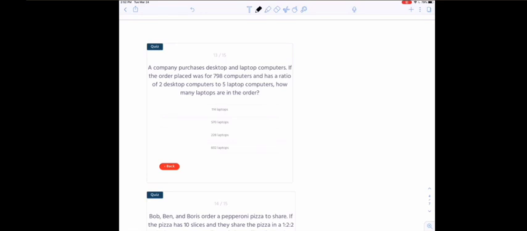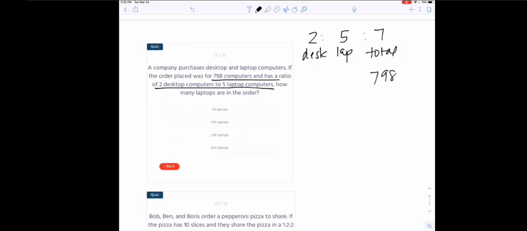If the order placed was for 798 computers, not dollars, computers, and has a ratio of 2 desktop computers to 5 laptop computers, how many laptops are in the total order? So 2 desktops, I'm going to call it desk, to 5 laptops. I want to see the total, so that's going to be 2 plus 5 is 7. What else does this give me? It gives me 798 total computers. And what does it ask me for? The laptops. Which means I'm using laptops and totals.